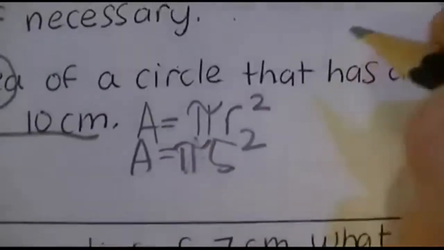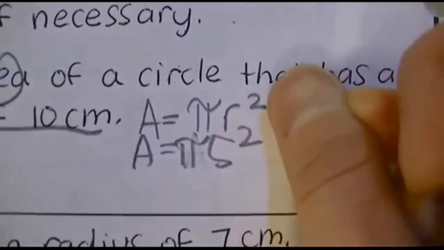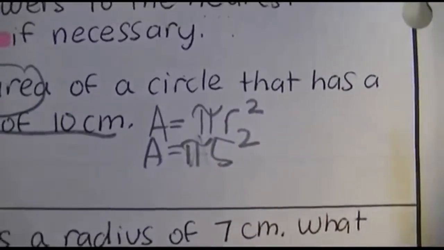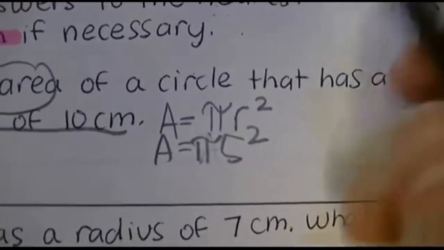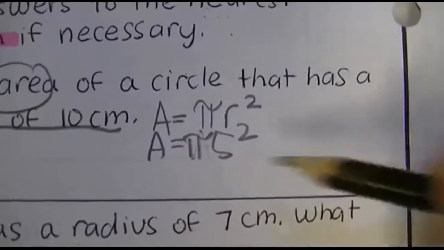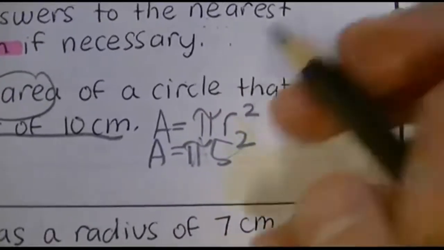Okay, so when you're solving it from right here, you don't want to go, oh, pi times 5 and then square it. No. You need to remember the order of operations. Order of operations says that you got to do grouping symbols first, and I don't see any, then exponents, so that 2 is attached to that 5. So 5 squared is 25.